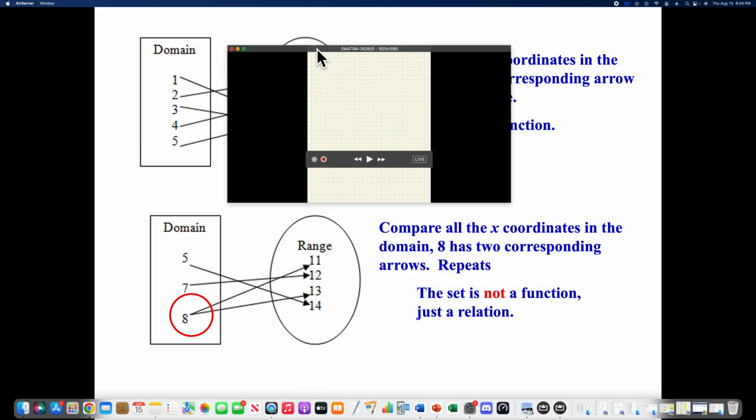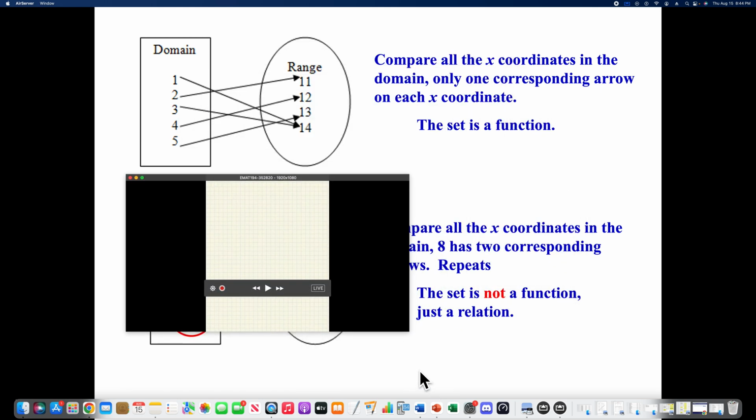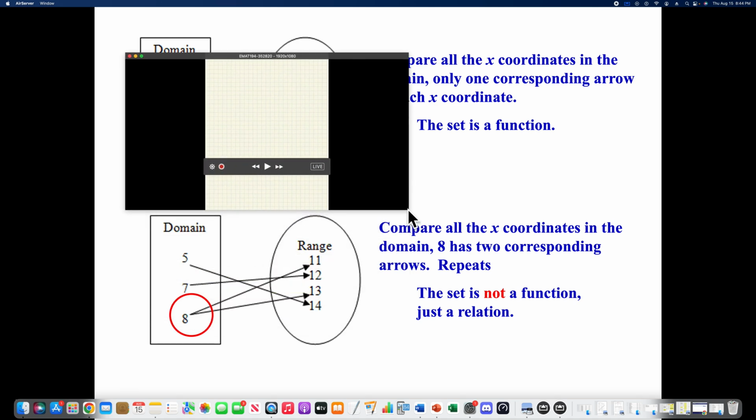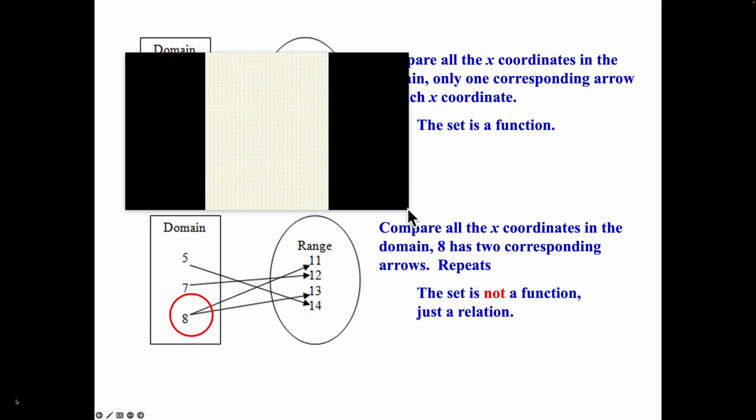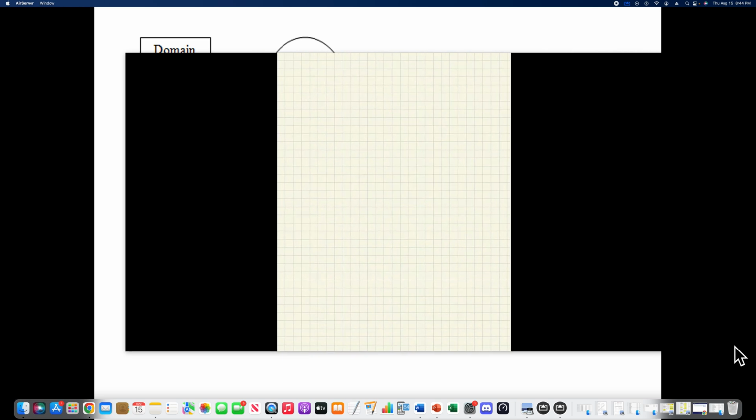So here's the trick question. And I'm going to kind of use this first one right here. I can cover that up. Doesn't matter what numbers I use. Come on, make it bigger. There we go. Okay, so here's my domain, my box. 1, 2, 3, 4.